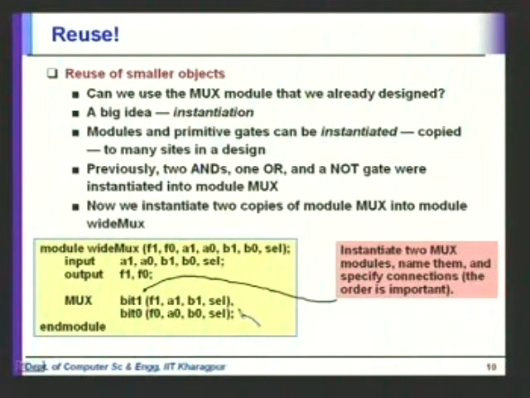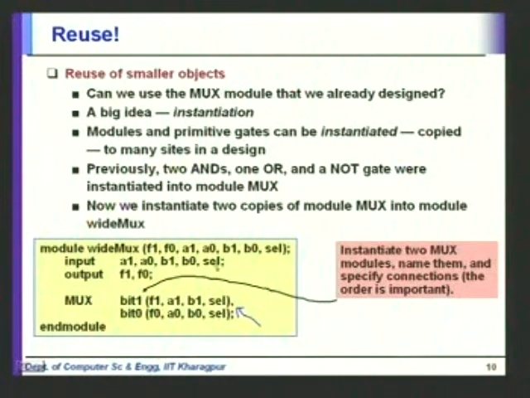Note the comma here, which is used because we are declaring two of the same type, so we just separate them by a comma. You could have written them in two separate lines also. You could have put a semicolon here and then written mux bit 0 again. And now you see how the wiring is done.